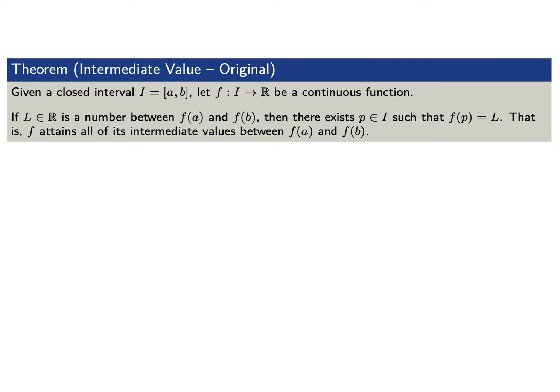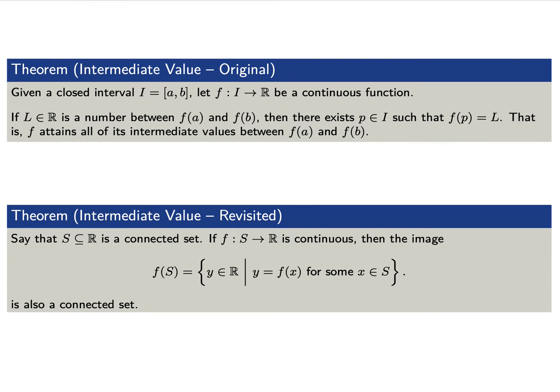Recall that we made the following statement and called it the intermediate value theorem earlier on in the course. Given a closed interval I, let's let f be a continuous function. If L is a real number between f of a and f of b, then there exists a point p in our closed interval such that f of p equals L. That is, f attains all of its intermediate values between f of a and f of b.